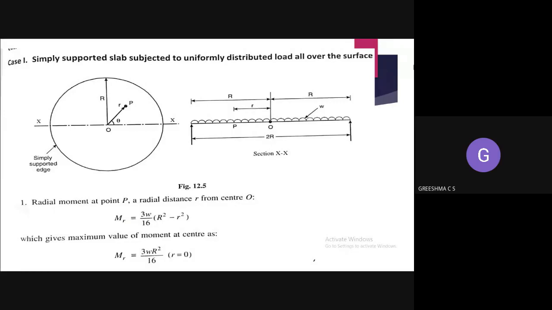A simply supported circular slab. A circular slab which is simply supported and the load is uniformly distributed over it. Can you say an example of this? You need to study the derivation about the slab. Here you will find out the radial moment, circumferential moment, and also maximum shear force.